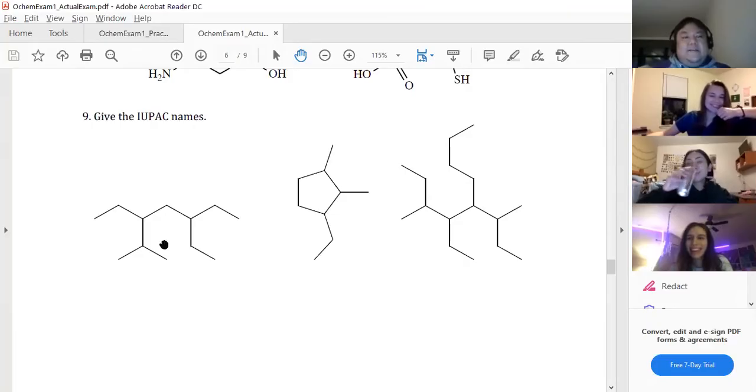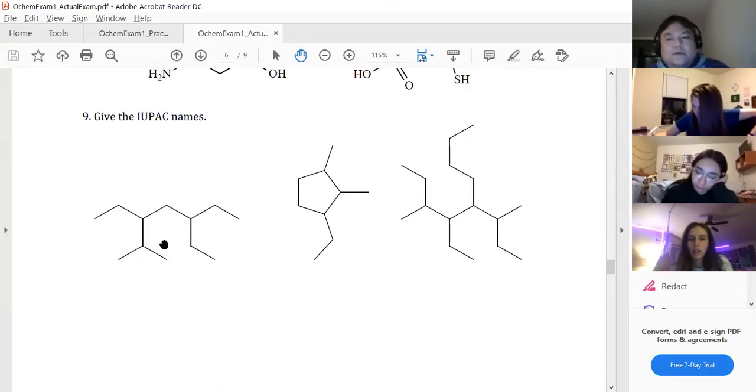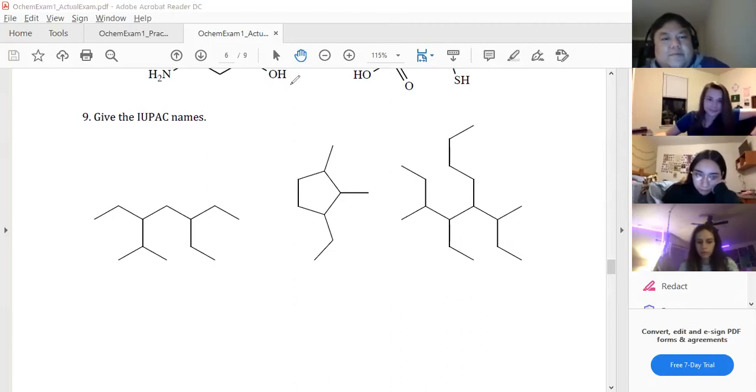Okay, IUPAC names. What is the first thing we do when we do IUPAC names? Find the longest parent chain. Mm-hmm. Which one do you guys want to do first? Or do you just want to go in order? Let's go in order. So I'll do one. I'll let you guys come up with 1, 2, and 3, then we'll go through it.